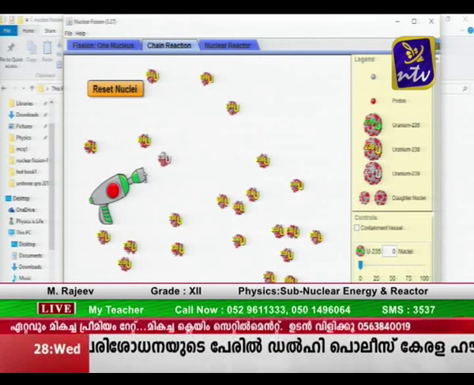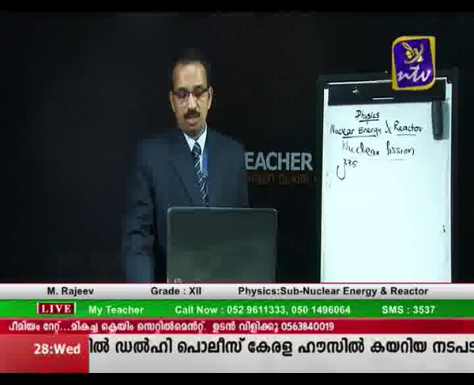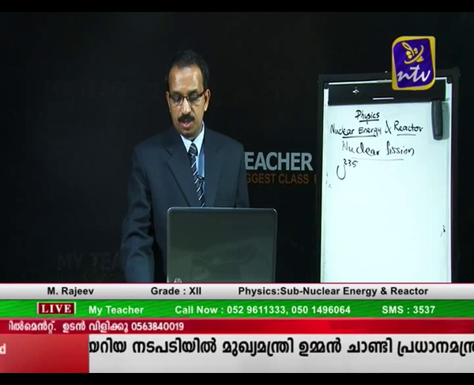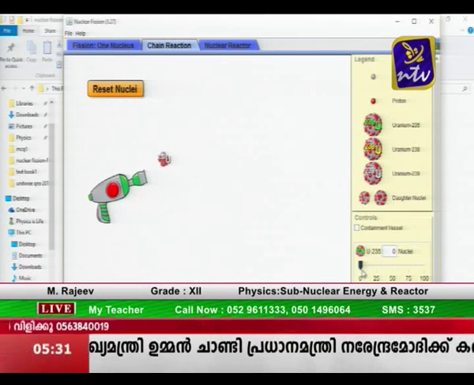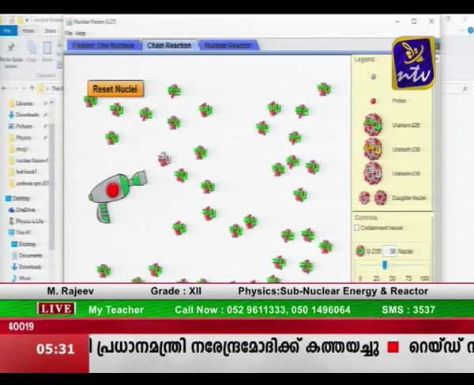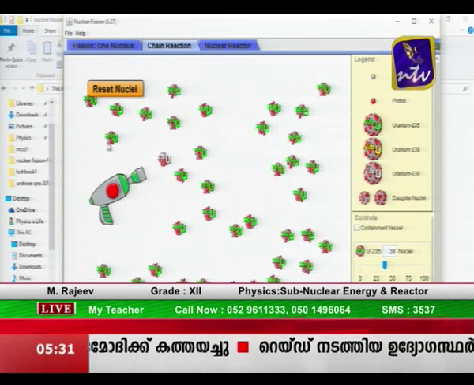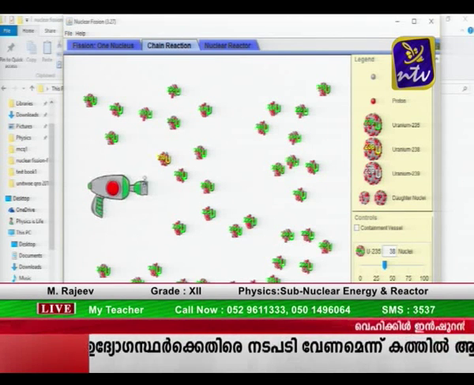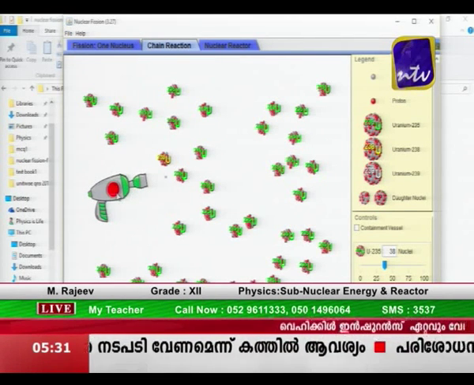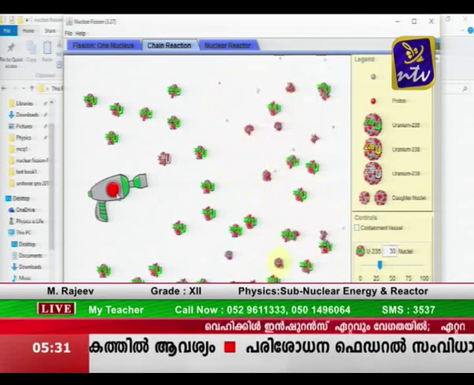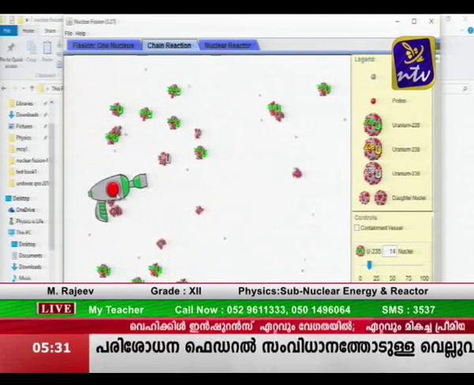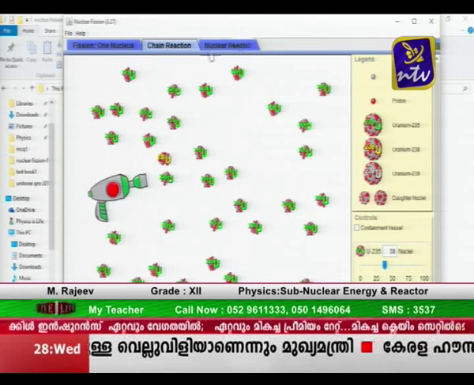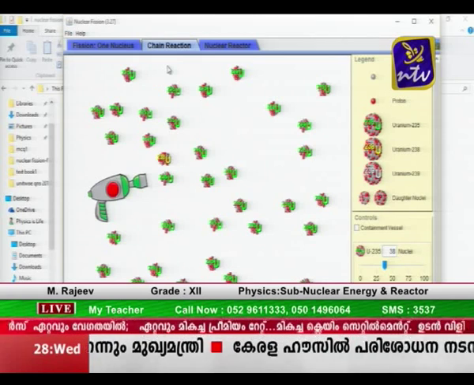So there are nuclei which are fissionable. But if I reduce the uranium-238 and increase the number of uranium-235, then see, this is uranium-235. See, this leads to fission and a continuous chain reaction. This is what is happening in a chain reaction. I hope the concept of chain reaction is clear.